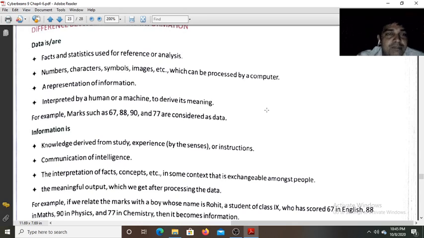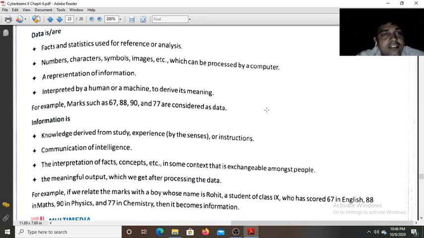In your city, how many persons have the car? How many persons have the motorbike? How many persons have the cycle? So all these are the statistics. Second thing, data is numbers, characters, symbols, images, which can be processed by a computer. Third, data is also a representation of information. Yes, so all the information is presented with the help of data.